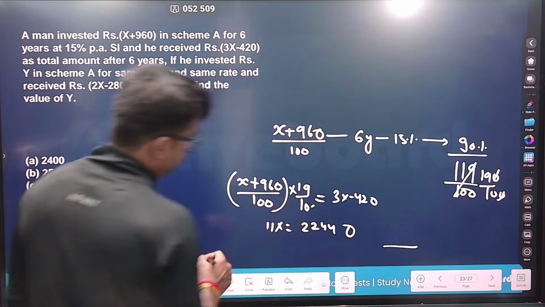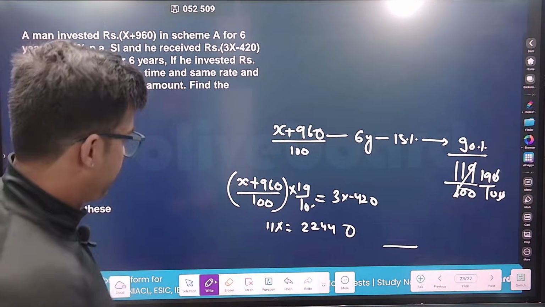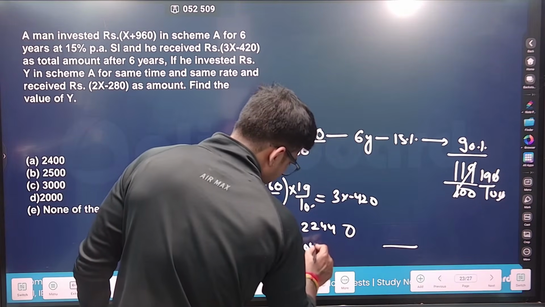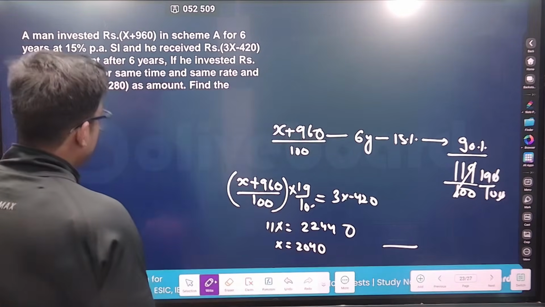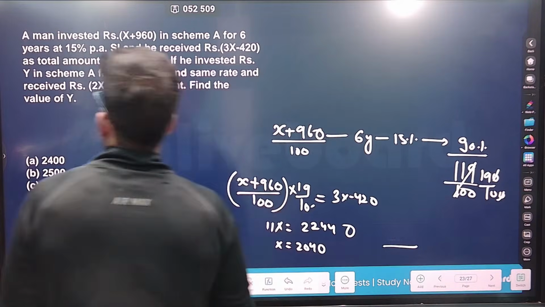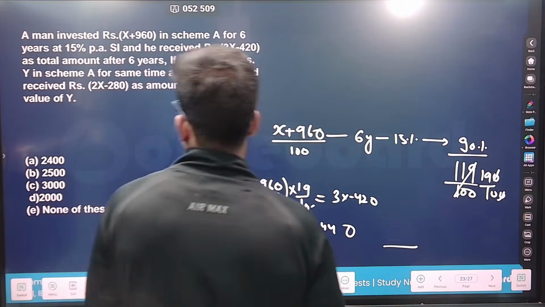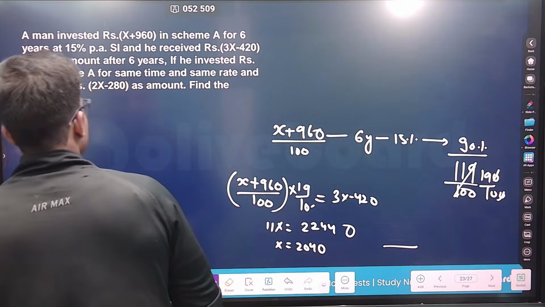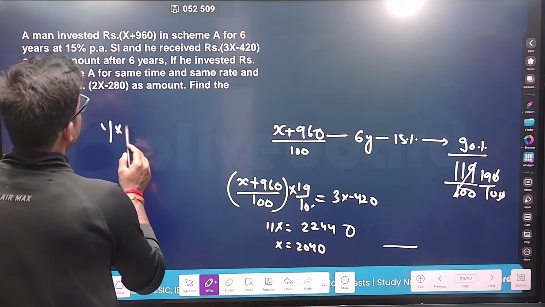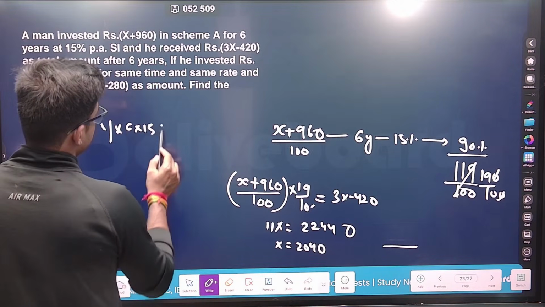Now it's fine. Okay. So what is the value of x from here? The value of x from here would be 2040. Now, if the value of x is basically 2040, and he invested rupees y in scheme A for the same time, meaning for 6 years at 15%.